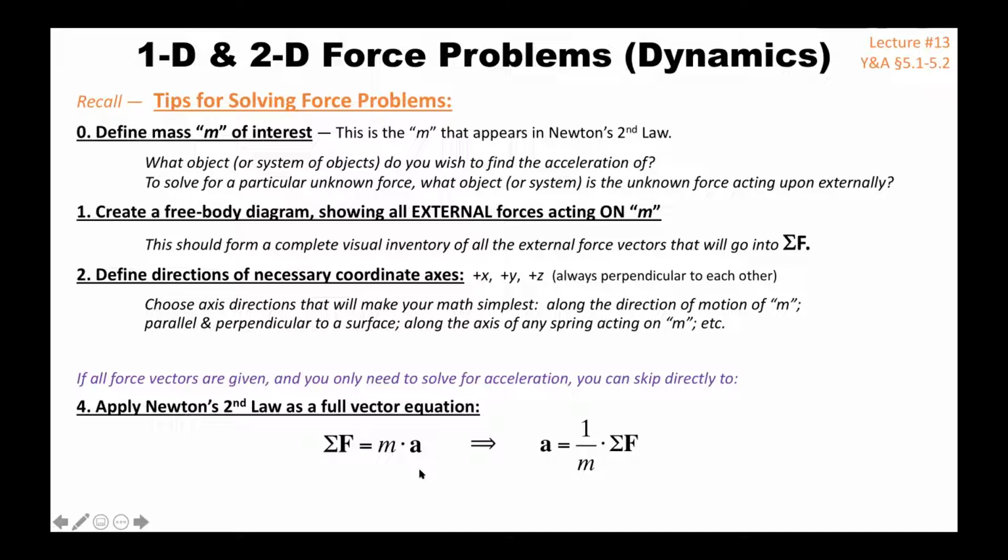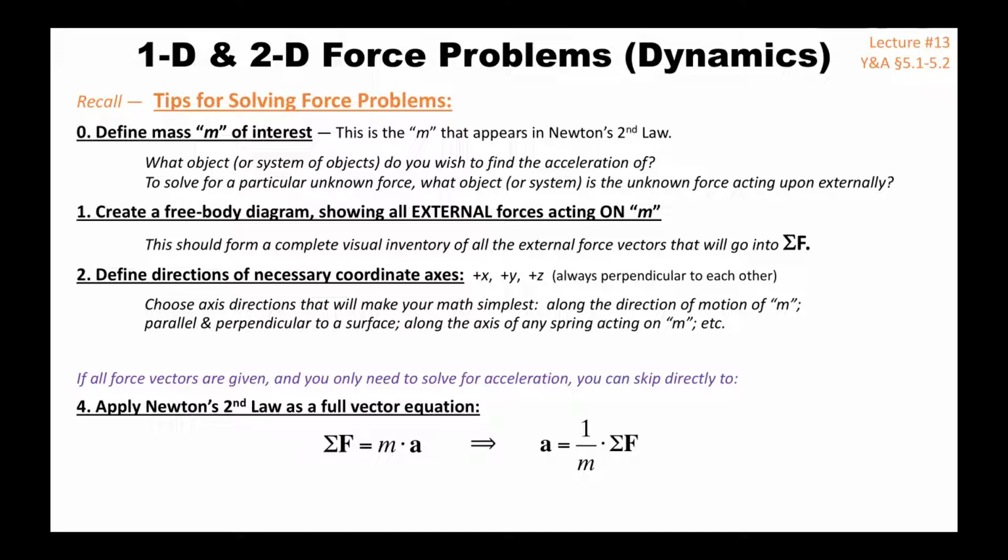Or there might be a few cases where you have dynamic equilibrium, in which case you know that the sum of these forces will equal 0, and then one of the forces might be unknown. So then you can say, oh, the unknown force is equal to the negative sum of all the other forces. And then just, again, use the full vector equation and you're done.